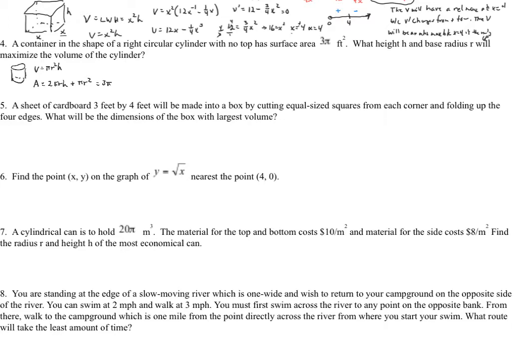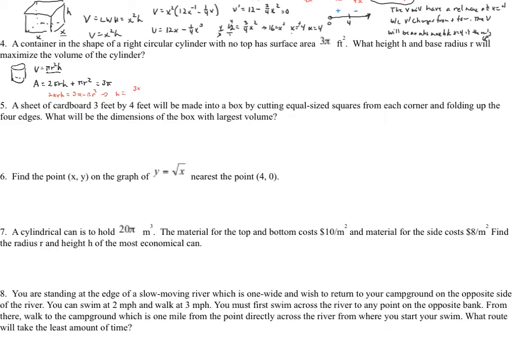but the problem there is our volume has an r and an h both in it, and we need to get it to where it just depends on one thing. So we're going to come to our area formula and try to solve this for h. So we're going to get 2 pi r h. We'll subtract that pi r squared to the other side. Then we're going to get h is equal to, and we're going to divide that by 2 pi r.